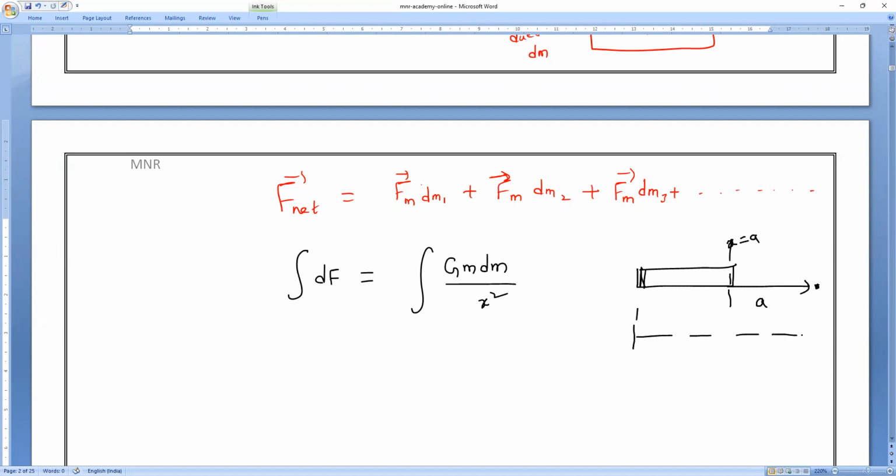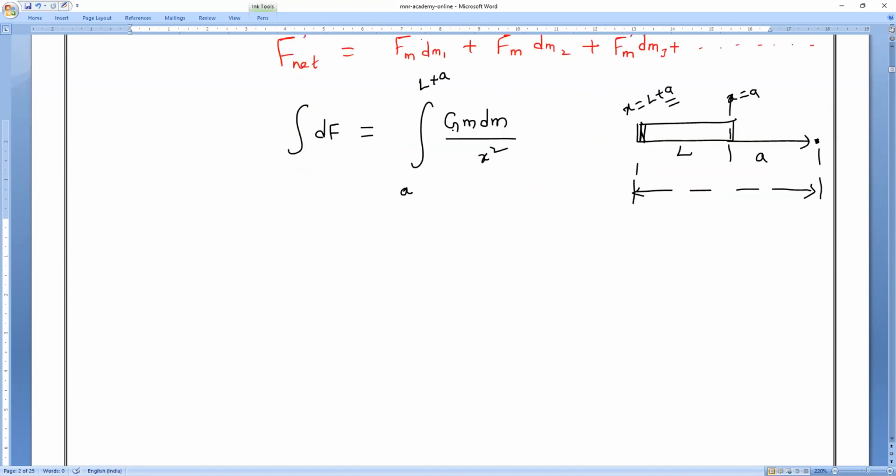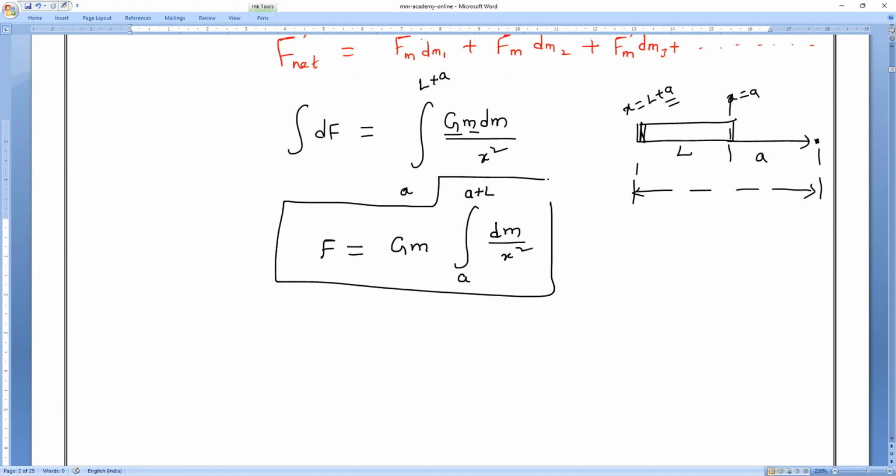Then this is the segment. If I take it, then this is the total distance. What is the total distance? Everybody? x is equal to what? This is L plus a. What is the limits? L plus a. So the limits are a to L plus a, or a plus L, whatever is convenient for you. Okay, so these are the limits. G and M remain constant, so integration of dF is F. The constants I'm taking outside, and integration from a to a plus L of dm divided by x square. So this is the integration term we got.